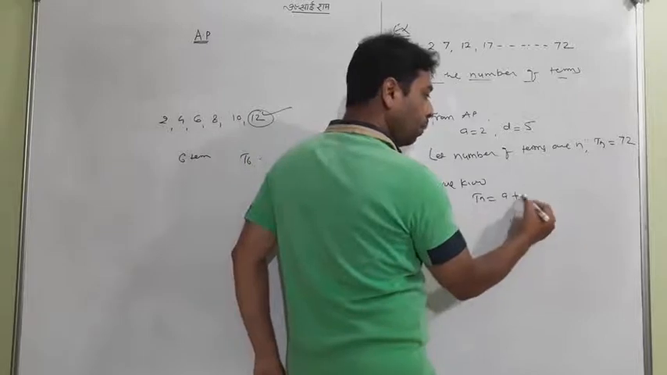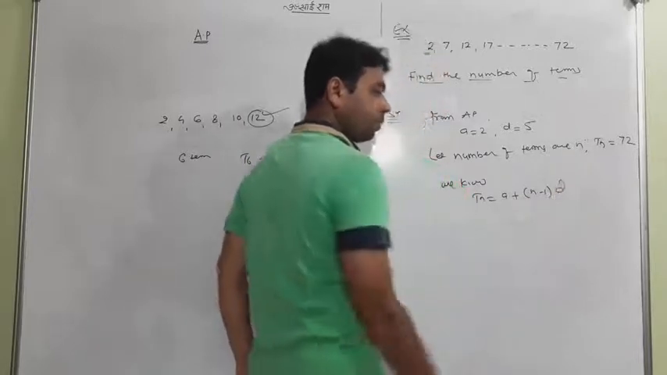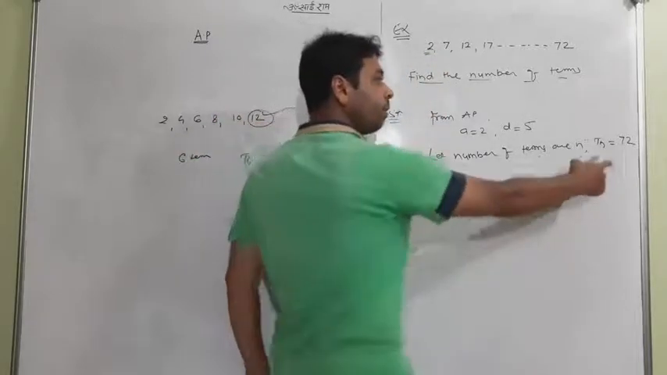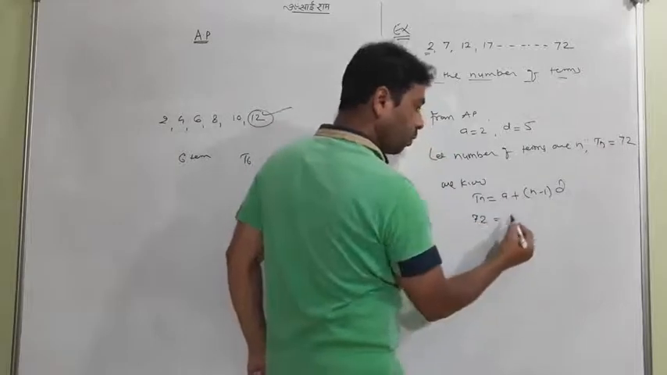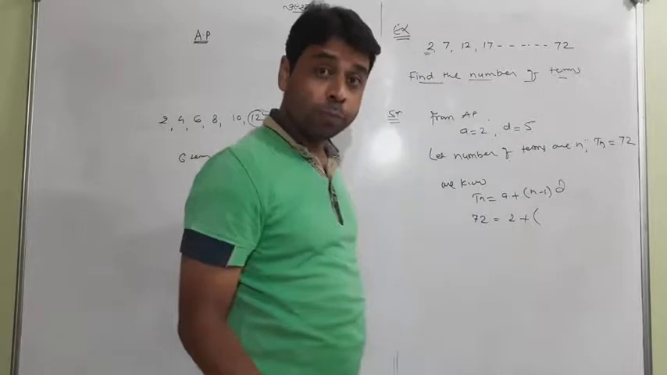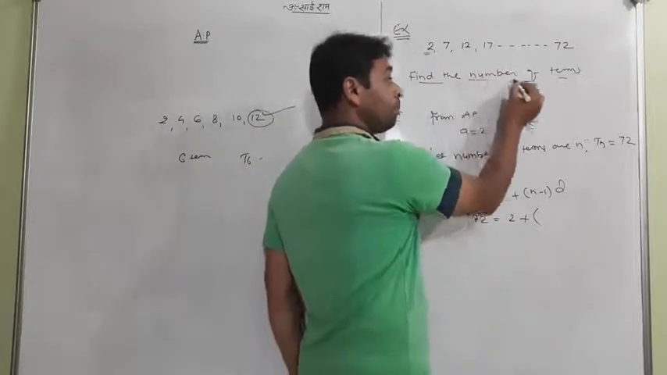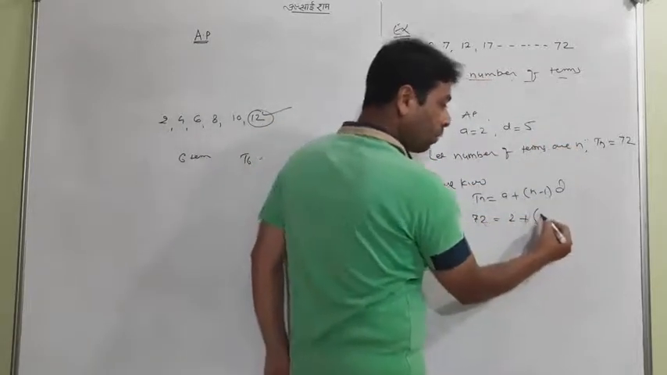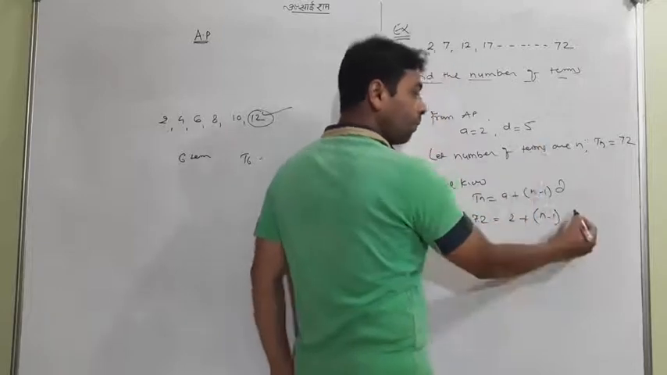Tn is equal to a plus (n minus 1) into d. And what is Tn? Tn is equal to 72. A is 2. n means the number of terms, which we have to find out. We assume it is n, so n we have to find out. And what is the difference? It is 5.